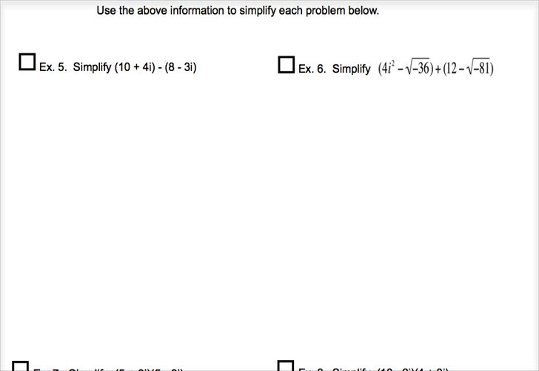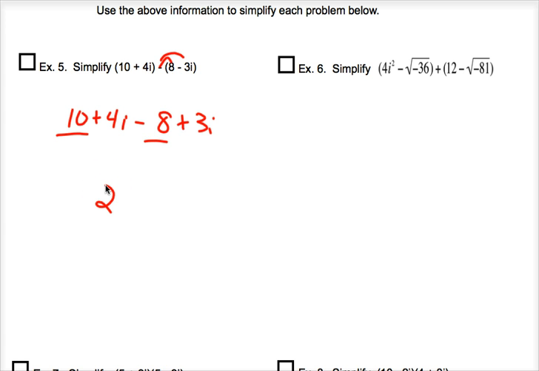Got some simplifying problems here next. The first one is just a subtraction problem, so there's really nothing new here. This would be no different than if I had x's or a's or any other variable instead of i's. You're just doing the same work. So when you subtract, hopefully you've been taught to distribute the negative, so that becomes a -8 and a +3i. Then you add the real numbers and get 2.